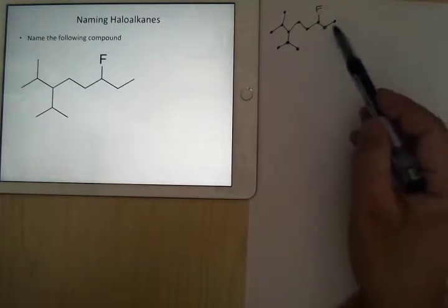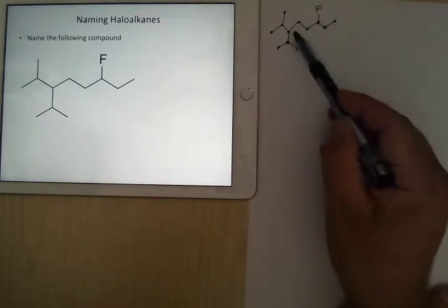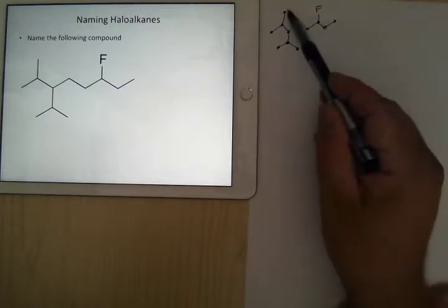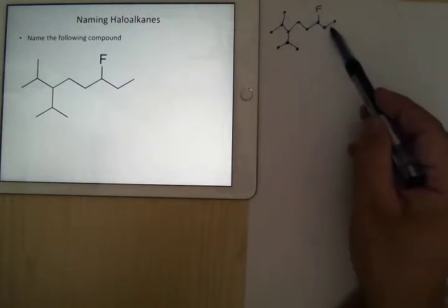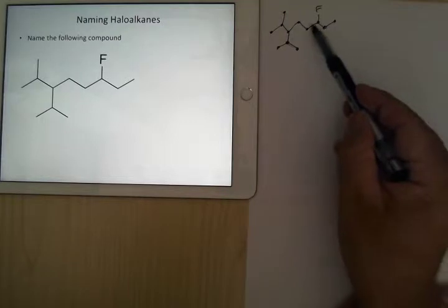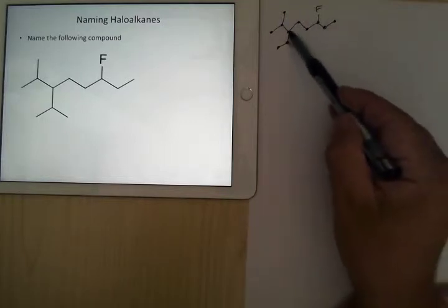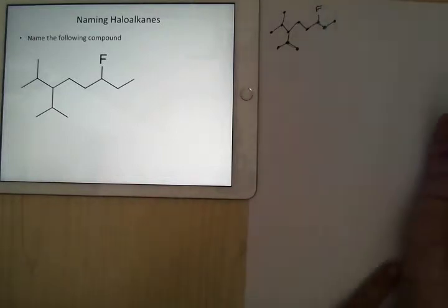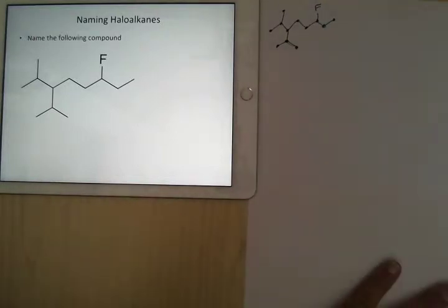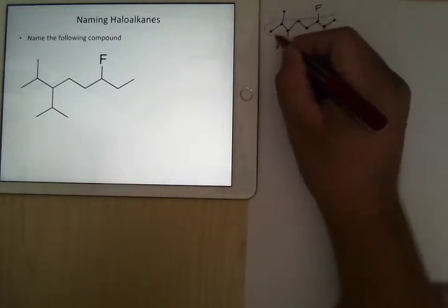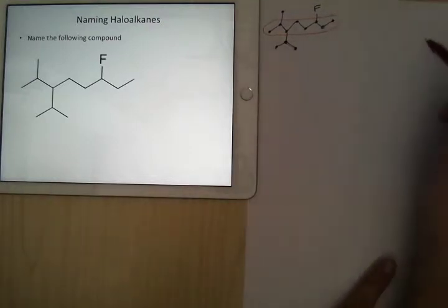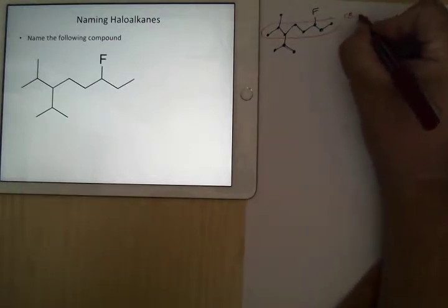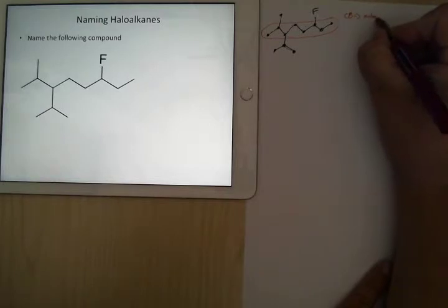As it turns out, it wouldn't actually matter which of these 8s you picked. If we picked the horizontal 8, we'd have a methyl, isopropyl, and a fluorine. If we went down here and said that was the main chain, we would have a methyl, an isopropyl, and a fluorine. Since the groups are the same, it doesn't matter. So I'm just going to pick the horizontal chain for simplicity. So it's C8, so it ends up being octane.